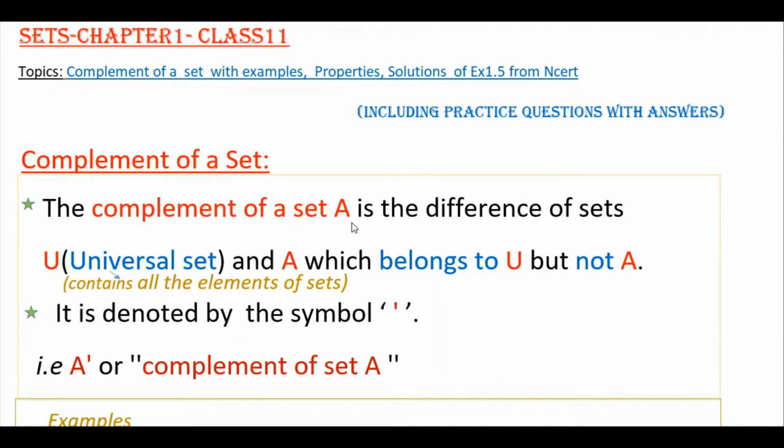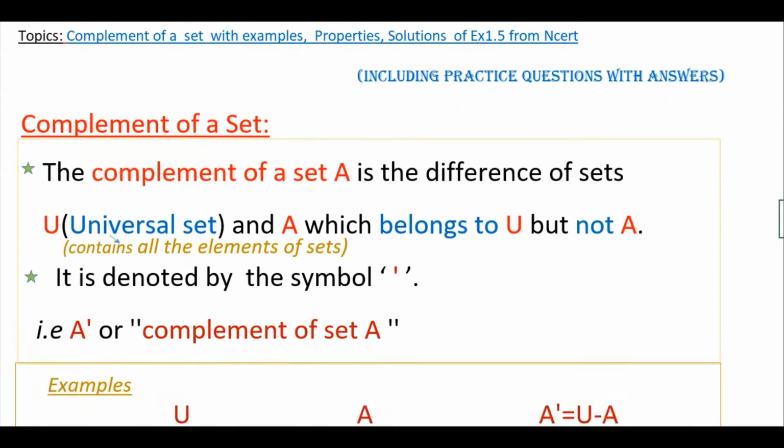So the complement of a set A is the difference of the sets, universal set and the set A, which belongs to U but which does not belong to A. So here the complement of a set is a set which contains only the elements of the universal set but which does not contain the elements of that set. And it is denoted by the symbol here like this. And the complement of a set we show like this.